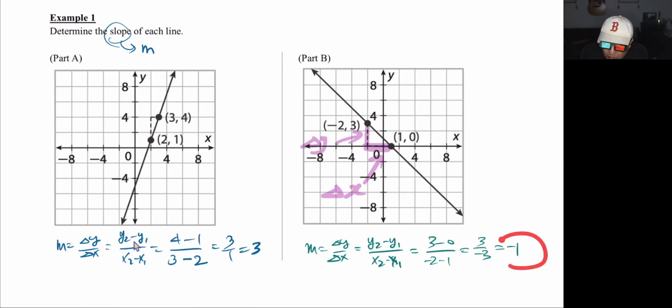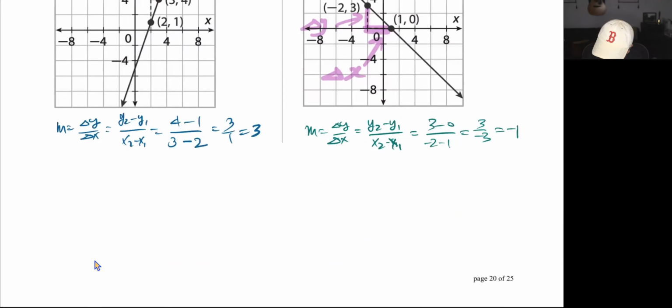By the way, if slope is negative, from left to right it goes down. And if slope is positive, from left to right it goes up. The higher the magnitude of the number, the steeper it is. If it goes to 1, it goes like this. And if it goes to 0, it sort of flattens out, and so on and so forth.